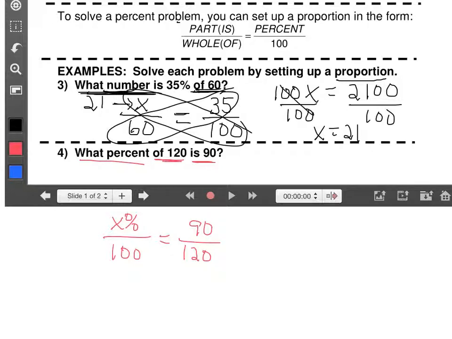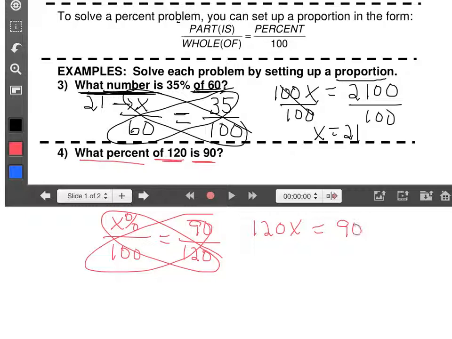So now you have a proportion that you can solve. So you would cross multiply, so you'd get 120x is equal to 90 times 100, which is 9,000. And then you would divide by 120, the number that's with the x. And so you get x is equal to 75%. And that would be your answer. All right, let's try one more like this.